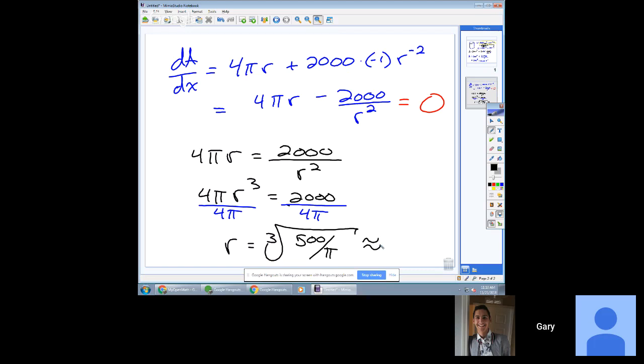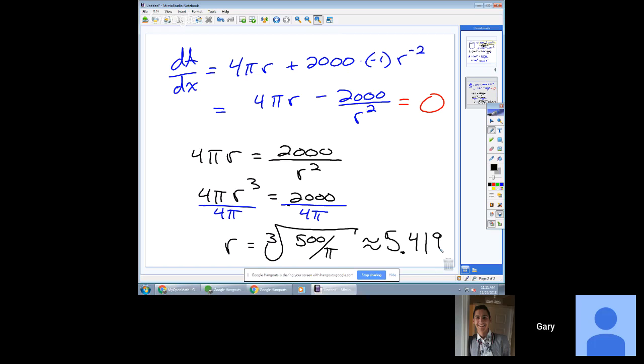Let's go to 3 decimal places. You said 500 over pi? 500 over pi, cube root. 5.4192. We'll add 3 if you round. 0.41, let's call it 9. We'll go to 3 decimal places. Cool.